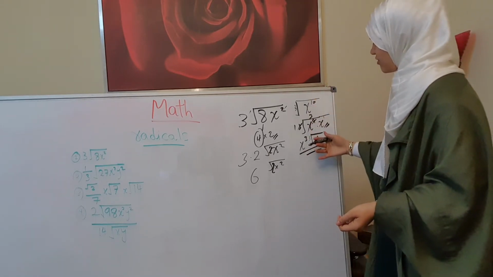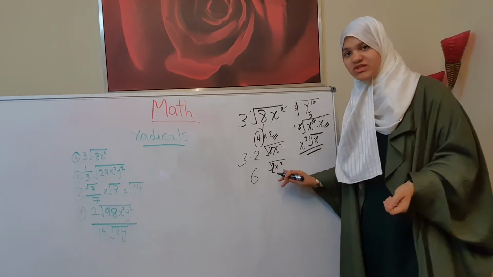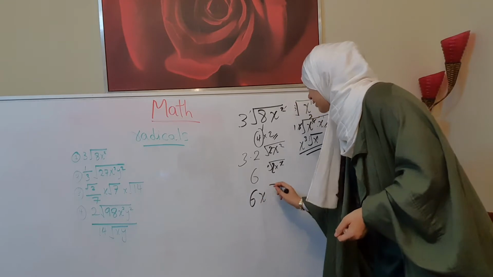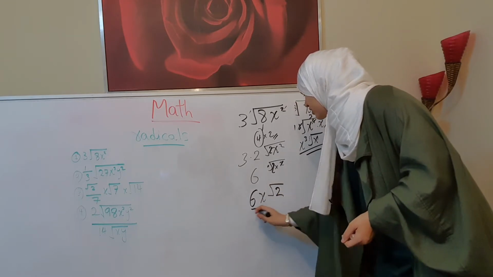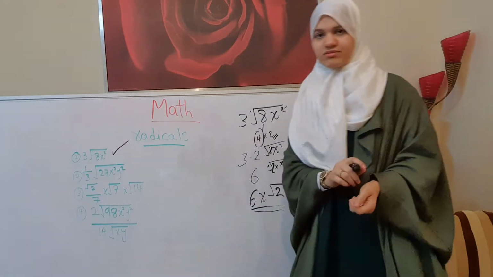Okay, that's in variables. Now what we have? 2x squared, and we have a square root. That means 2 cut by 2. Then what we have is 6x radical 2. This is the final answer for the first question.